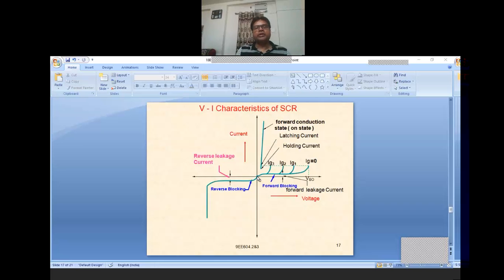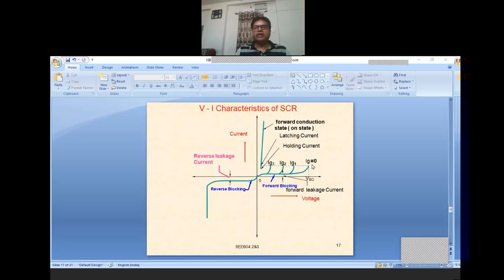This is the most important feature of the SCR, that is, it can be reused continuously in forward biased condition with increasing voltages and currents.